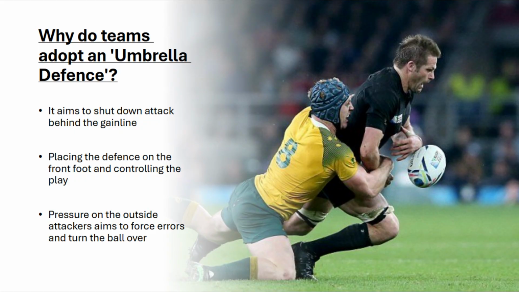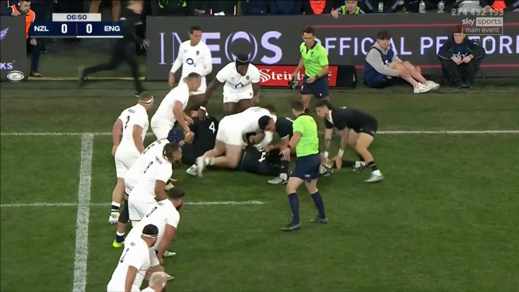A kick looking to identify some space in the backfield, the 15 covers that space that the winger has left. So why do teams adopt an umbrella defence? It aims to shut down the attack behind the gain line, aims to place the defence on the front foot and allow them to control the play rather than being controlled by the attack, and it pressures the outside attackers, aiming to force some errors and turn the ball over, ultimately trying to allow the team to have the ball and be able to attack rather than defending. So it's using an attacking defensive structure.